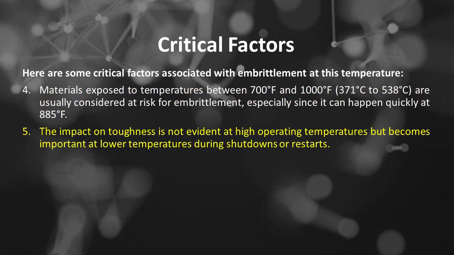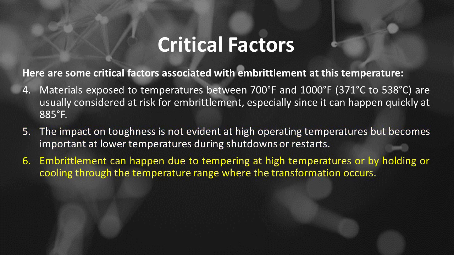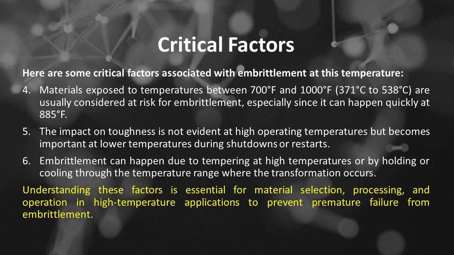Number 5 is the impact on toughness is not evident at high operating temperatures but becomes important at lower temperatures during shutdowns or restarts. Number 6 is embrittlement can happen due to tempering at high temperatures or by holding or cooling through the temperature range where the transformation occurs. Understanding these factors is essential for material selection, processing, and operation in high-temperature applications to prevent premature failure from embrittlement.